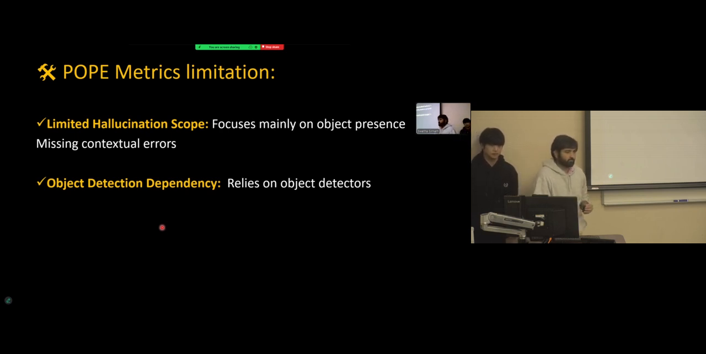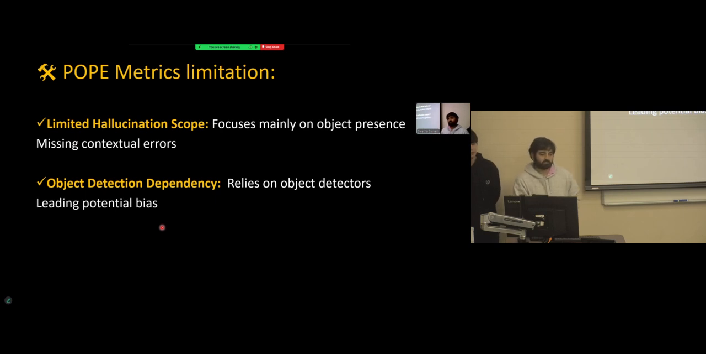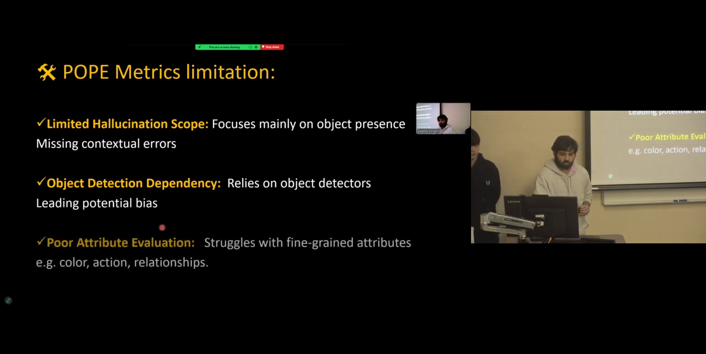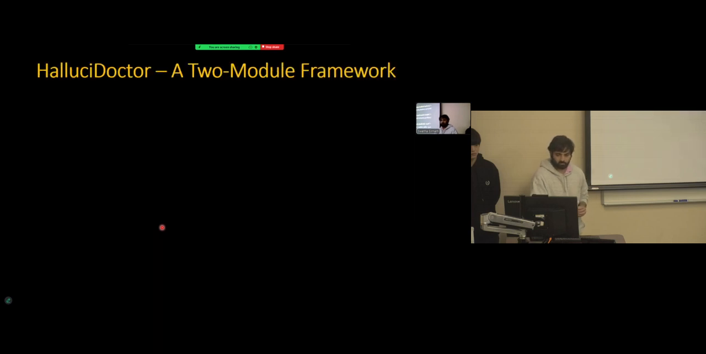Because usually, in most cases, we don't have human annotated data, the majority of the time people use object detection models, and so there might be a potential bias if you're using an object detection model. The third point is that it has poor attribute evaluation, so there is no way it can measure attribute hallucination. So that's why the CHAIR metric is better.